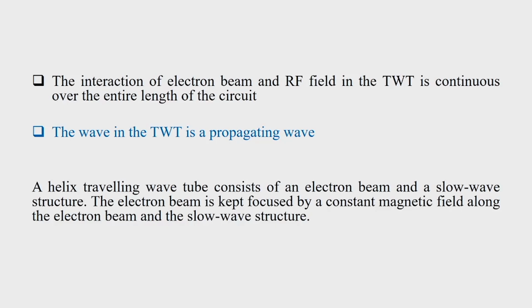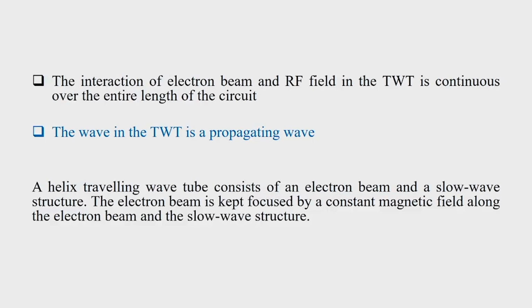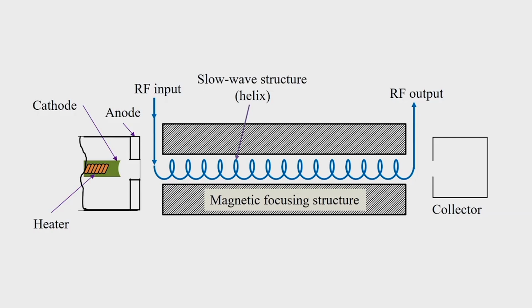A helix travelling wave tube consists of an electron beam and a slow wave structure. Now, TWTs also come in different forms. We will discuss the basic TWT configuration, which is a helix TWT, the electron beam is kept focused by a constant magnetic field along the electron beam and the slow wave structure. So, we have a slow wave structure which is helical structure, and an axial magnetic field is applied to keep the electron beam focused. So, the very basic structure of a helix TWT is shown. So, it has a cathode which emits electrons.